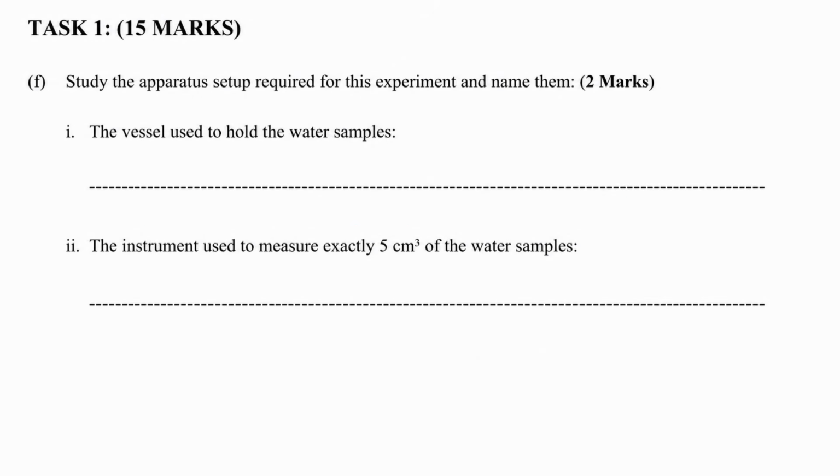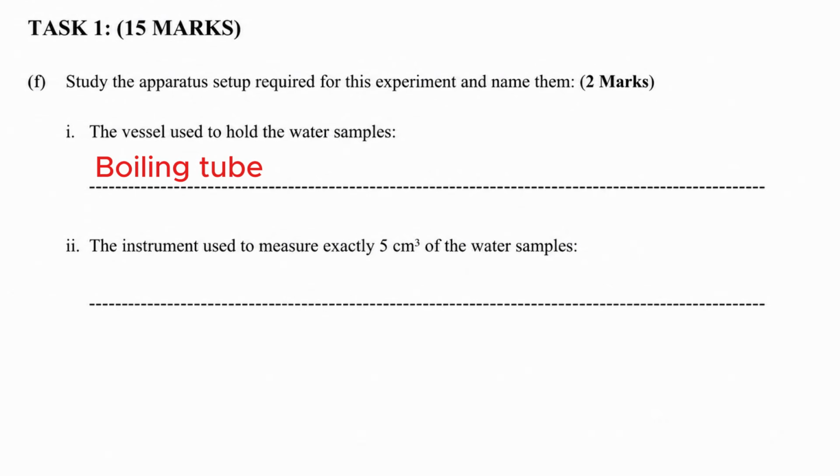And then let us go to question F. Question F says that study the apparatus setup required for this experiment and name them. Now, number 1, the vessel used to hold the water samples. So the vessel used to hold the water samples is called a boiling tube. It is called a boiling tube because if you need to boil it, you just boil it using that boiling tube.